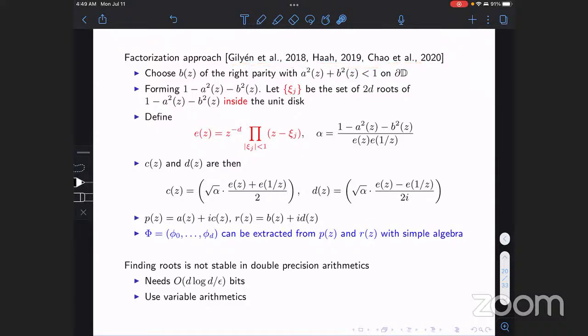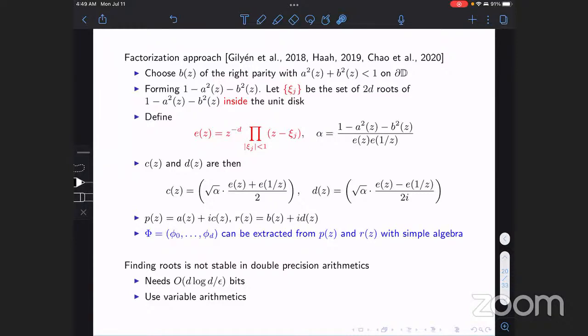In this approach, recall that we have this a(z) function. We're trying to find the phase factors. So what we do first is choose a b(z) such that it has the right parity, and also a squared plus b squared is less than 1 on the unit circle. The second step of the factorization approach is to form the Laurent polynomial 1 minus a squared minus b squared, and compute its roots. In fact, this polynomial will have 2d roots inside the unit circle. Let's denote them by c_j.